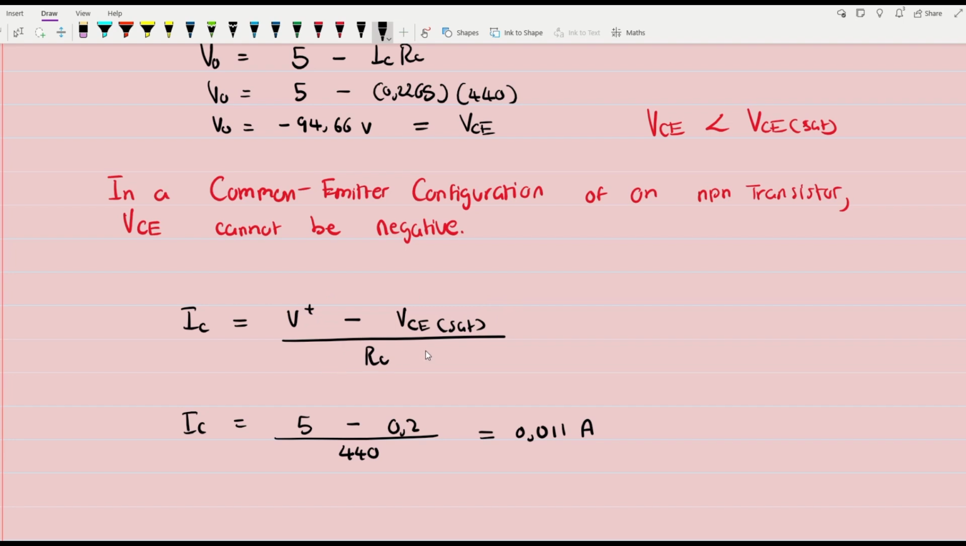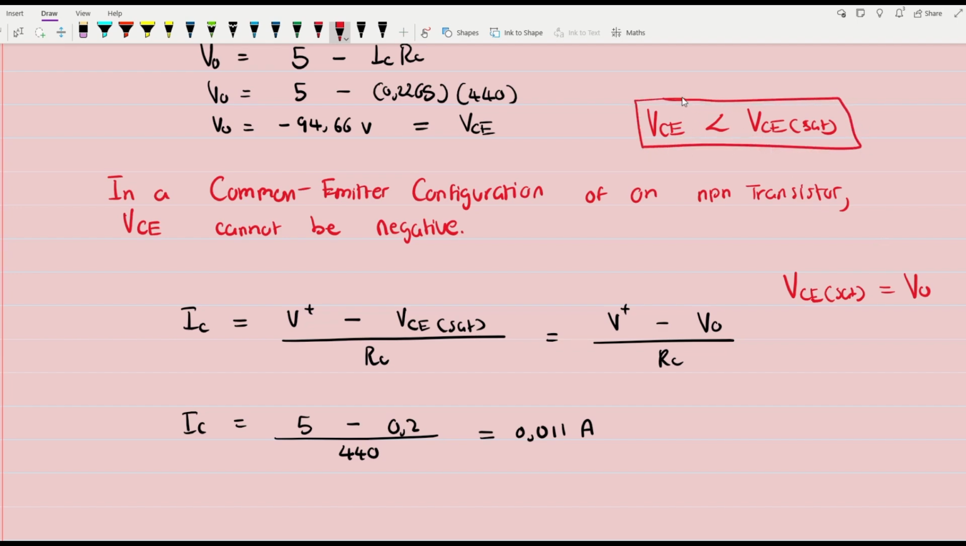We can also say that IC is equal to V positive minus VO, divided by the resistor in between. So we have VCE saturated equal to VO. Only when this condition is met do we say VO is equal to VCE saturated.